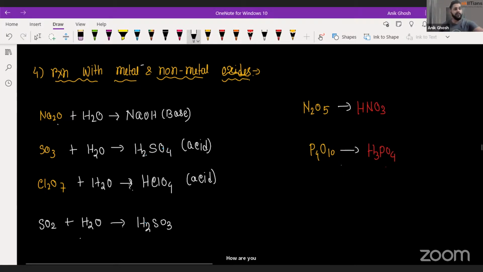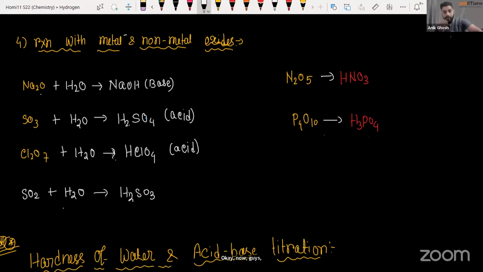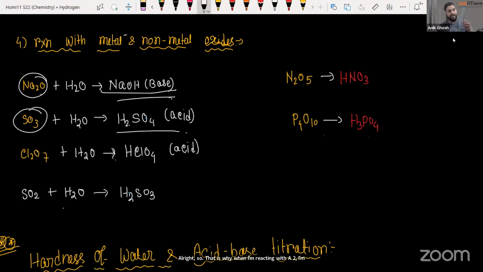Okay, guys, great. Now, guys, reactions of water with metal and non-metal oxide. So you know now, when you react it with metal oxide, you get base, and when you react it with non-metal oxide, you get acids. That is why when I'm reacting with Na2O, I'm getting NaOH, which is a base. But when I'm reacting with any types of non-metals, we are getting these acids.